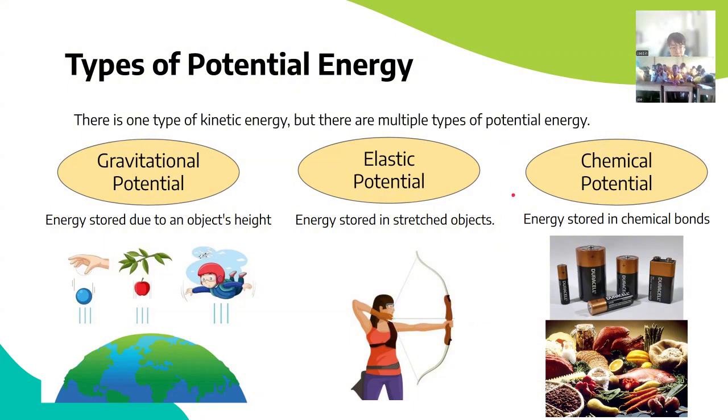There's another potential energy called chemical potential. And this is the energy stored in chemical bonds. So we looked at batteries, for example, as batteries can store potential energy inside them. We also talked about foods, how foods have potential energy.